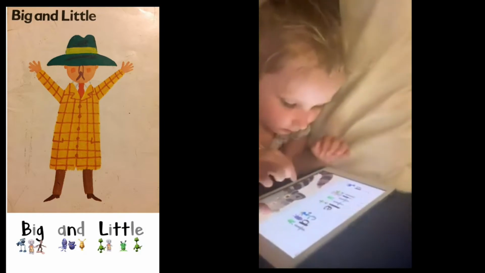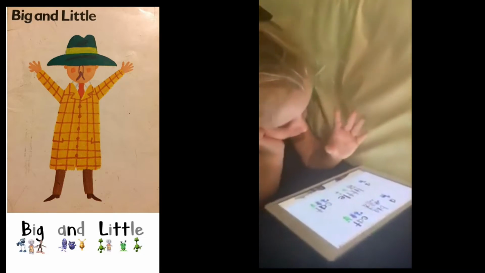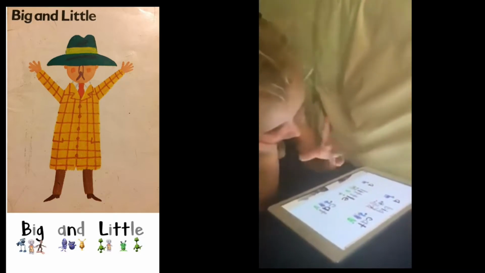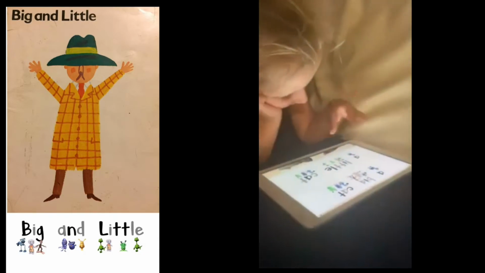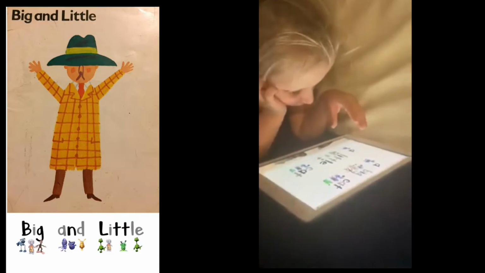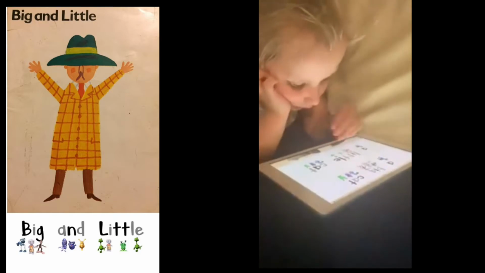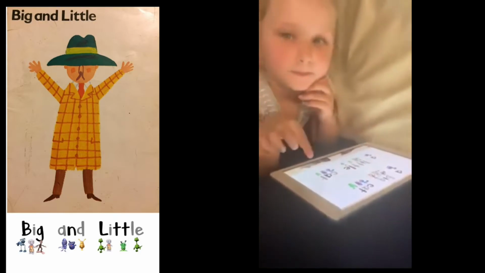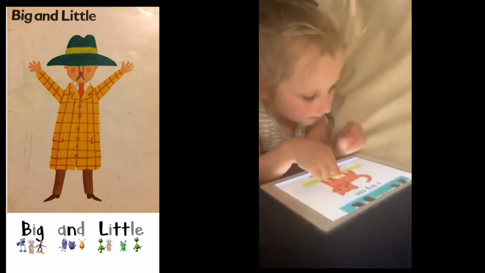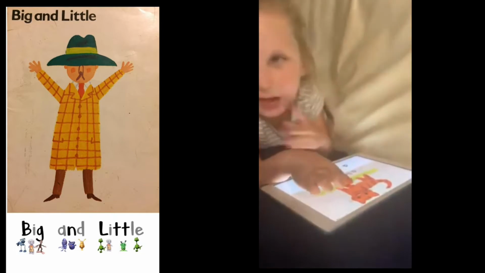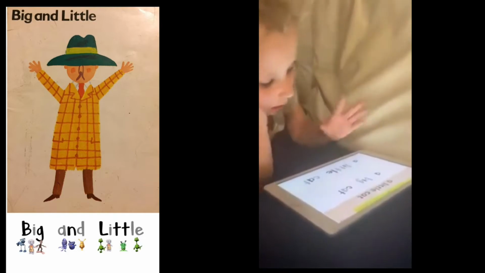Hang on a minute, sweetie. You need to read both bits. There you go. A big cat. It's a little cat. A big cat. A little cat.